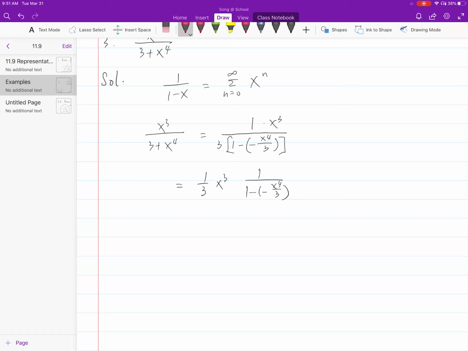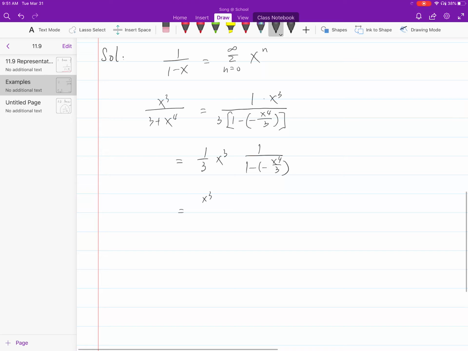Now if you focus on this part, can you see it's 1 over 1 minus x, except this one is changed to whatever I wrote down there. So I can go ahead and give this.